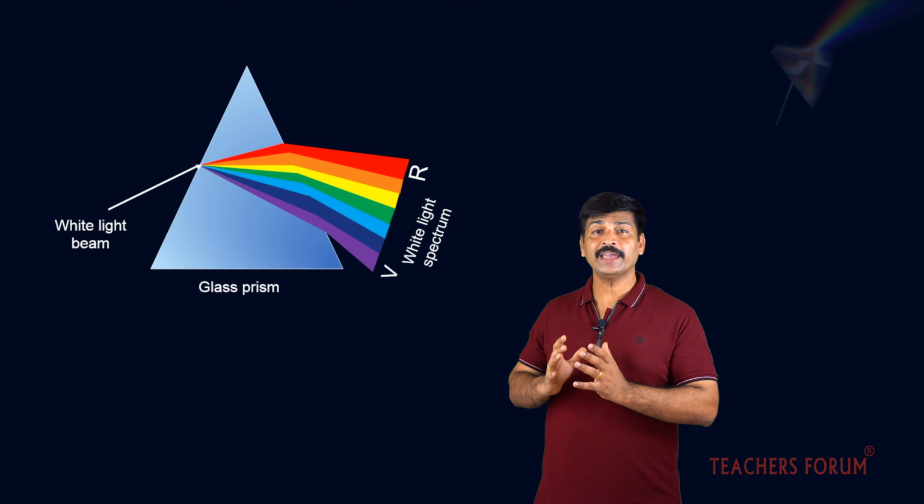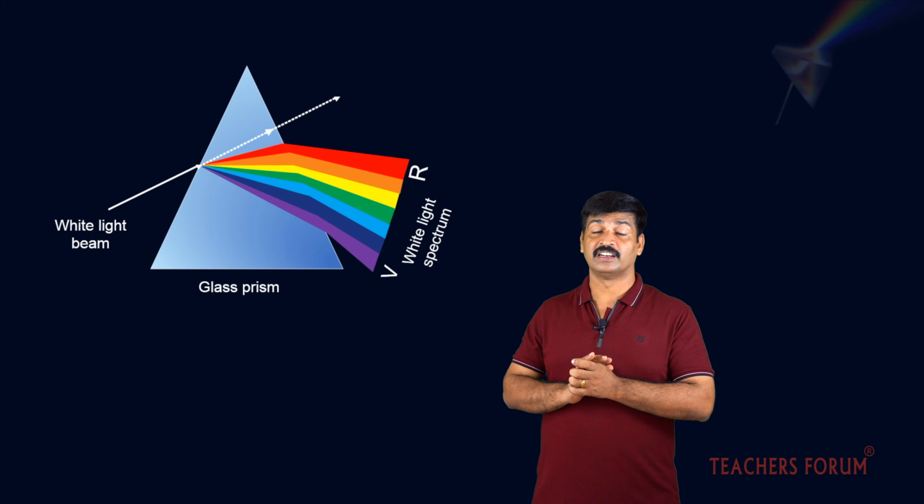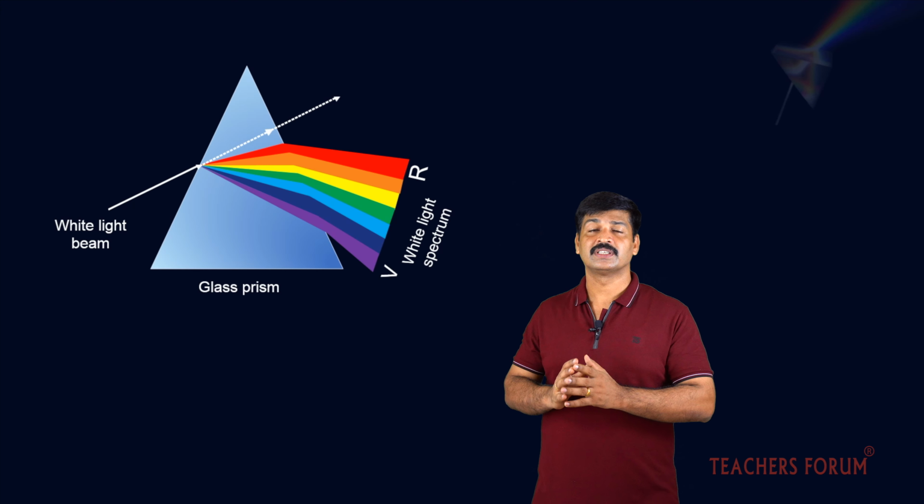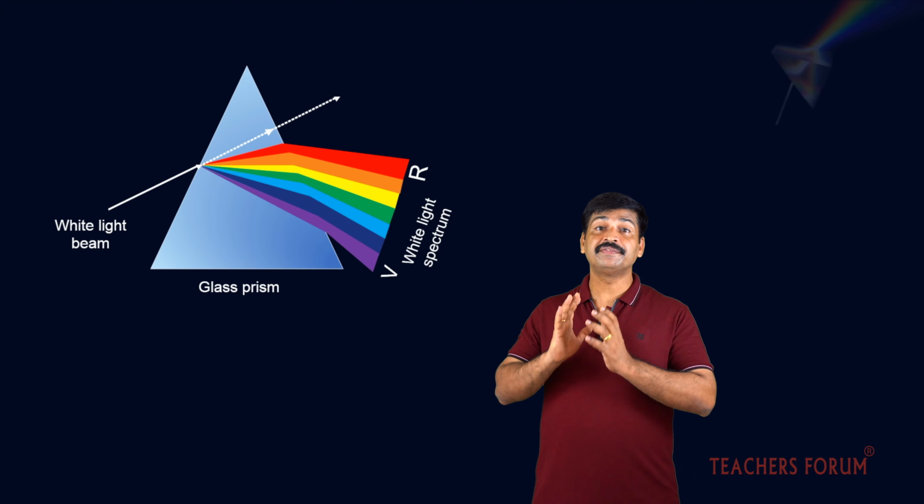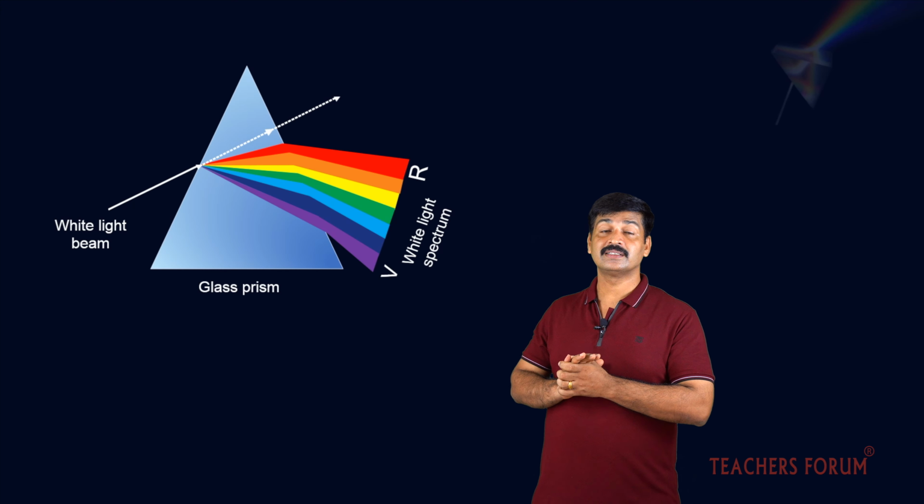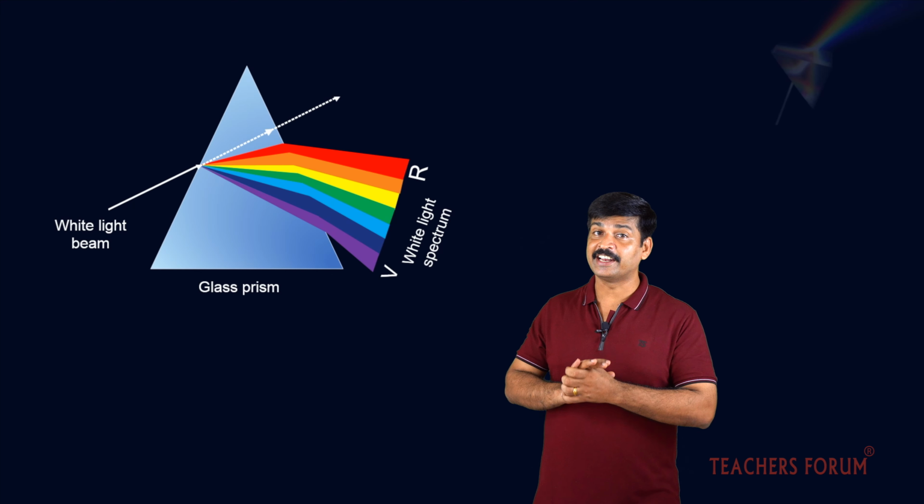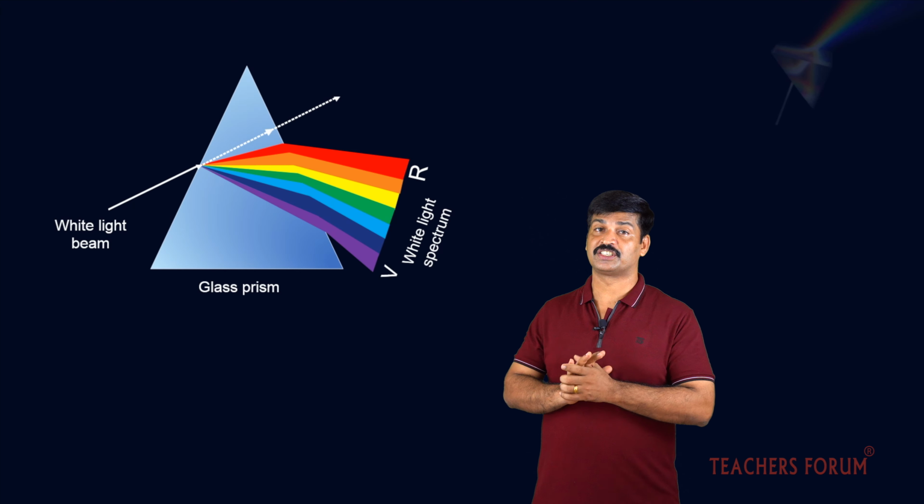Why have all these colors deviated at different angles? Because different colors have different speeds in a medium. So all these colors deviate at different angles, and you can see violet deviates the most and red deviates the least.